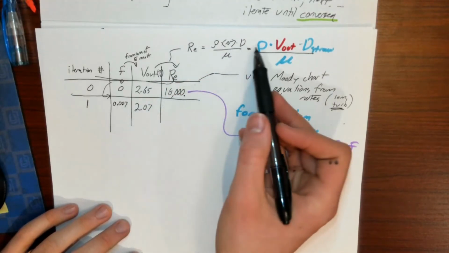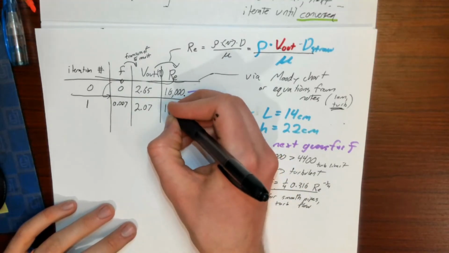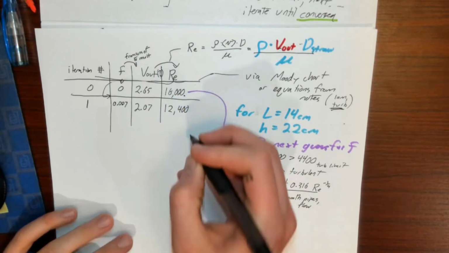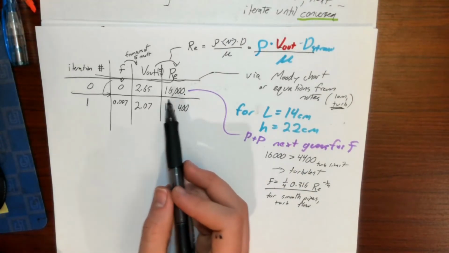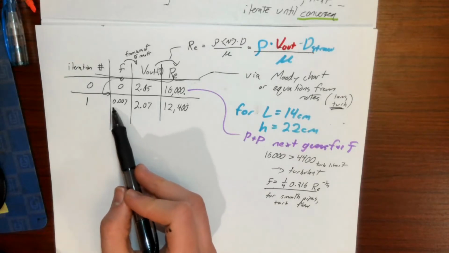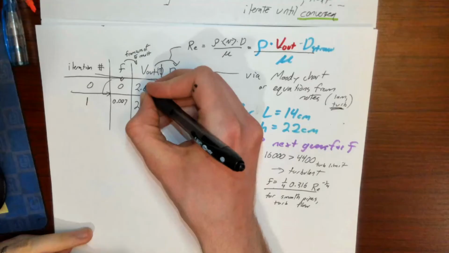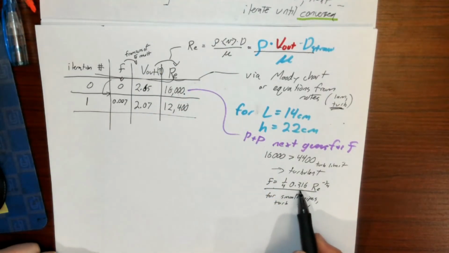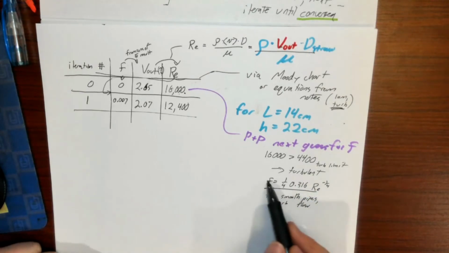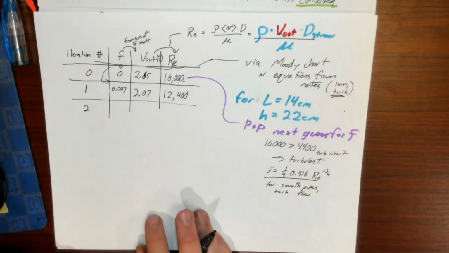You use this 2.07 meters per second in the Reynolds number to calculate a new Reynolds number, and it ends up being 12,400. We're still above that 4,400 limit. Our Reynolds number is a little bit lower. Unsurprisingly, the velocity dropped a little bit once we started including friction. Big surprise there, right? So we plug this Reynolds number into the friction factor correlation because this equation is still valid, because we have turbulent flow in a smooth pipe. We get iteration number 2.